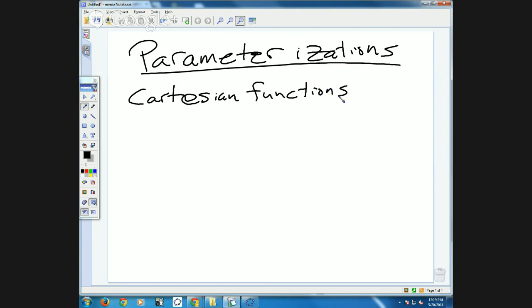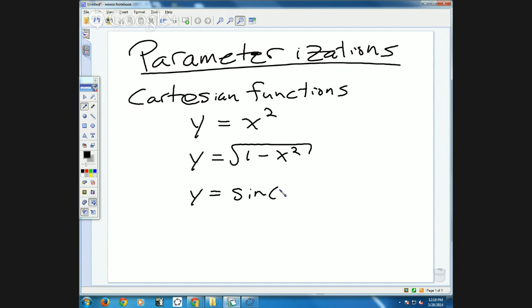So an example of a Cartesian function: y equals x squared. Y equals the square root of 1 minus x squared. Y equals the sine of x. These are all what we call Cartesian functions. Y is written as a function of x. That's all it takes: y equals f of x. That's what I'm referring to as a Cartesian function, the traditional things you've been looking at for most of your algebraic life.